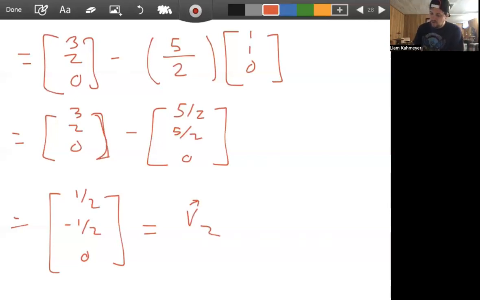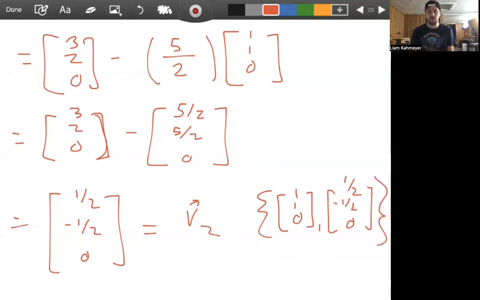And so now we have an orthogonal set given by (1, 1, 0) and (1/2, -1/2, 0). You can see that's orthogonal. The dot product is 0. The dot product would be 1/2 minus 1/2, which is 0. Cool. Now, what's step 2?